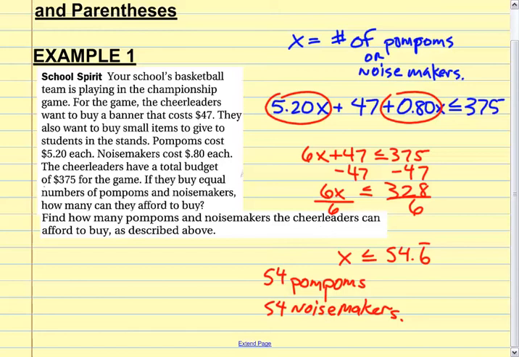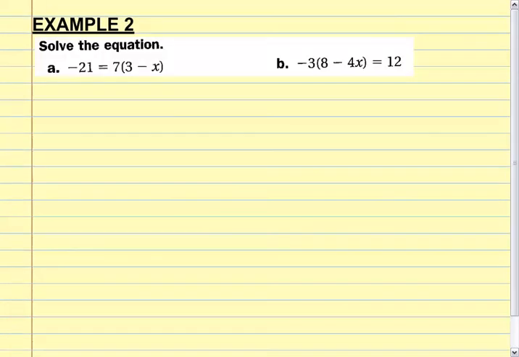Nice. Now we're getting there. That was a good job. That's the hardest one we're doing today. That was a sticky one there. Let's look at the next one. Example number 2 says solve the equation.